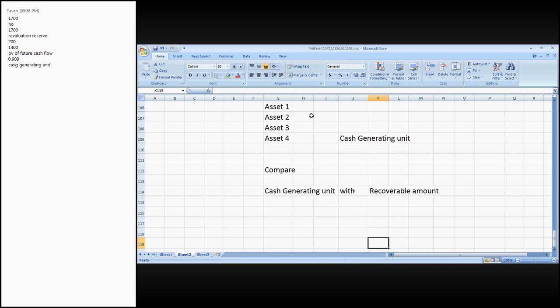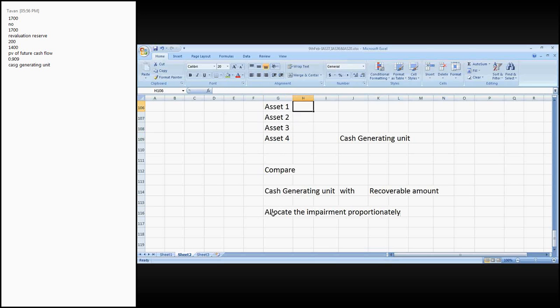Got it. Okay, and let's say there is an impairment of 1 million. Then will you allocate it in proportion to the value of the assets, or will just one entry be reported in your fixed assets block? Allocate the impairment proportionately. Okay.